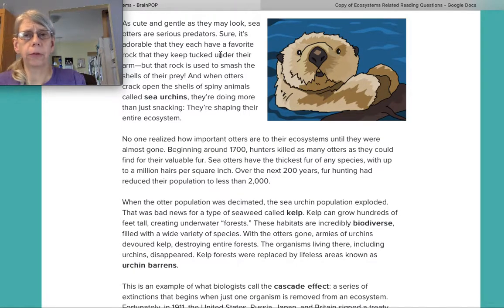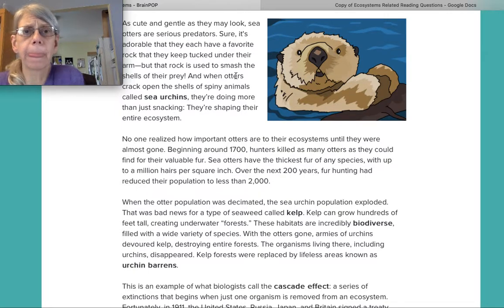So the otters, if you've ever seen sea otters, they can float on their backs a lot for a long time. That's how they sleep. That's how they eat. All right, they don't usually come out of the water for much. They live in the ocean, the Pacific Ocean. We can find them off the coast of California.